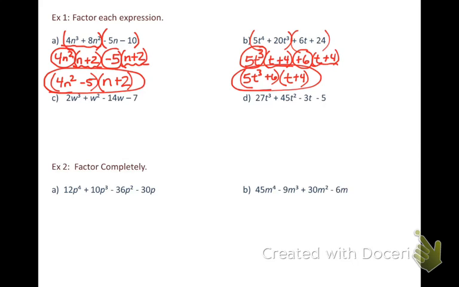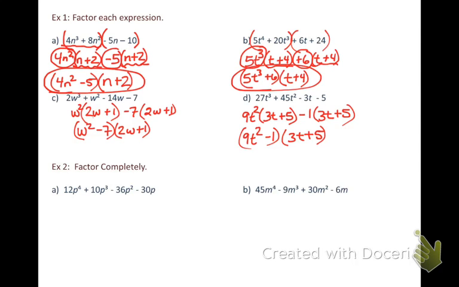Why don't you try C and D by yourself? Put me on pause and come back and see if you did them correctly. Okay, here's your answers for C and D. C, you would have w squared minus 7 and 2w plus 1. And D, you would have 9t squared minus 1 and 3t plus 5.